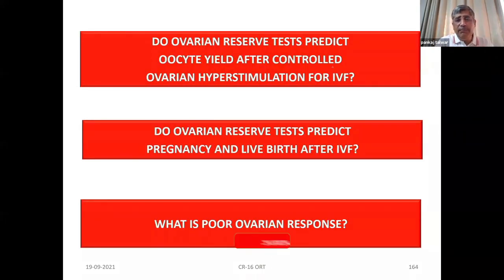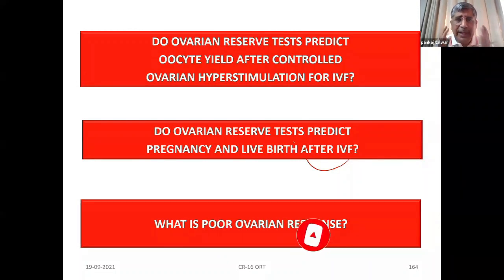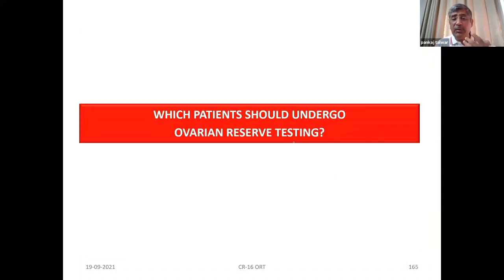So this is after IVF or an IUI. Do we have any method to tell people that in case we work on you, you may get ovarian hyperstimulation? Are there any ovarian reserve markers available for that? And in some women, we try everything, but they've got a poor ovarian response. How do we manage it?